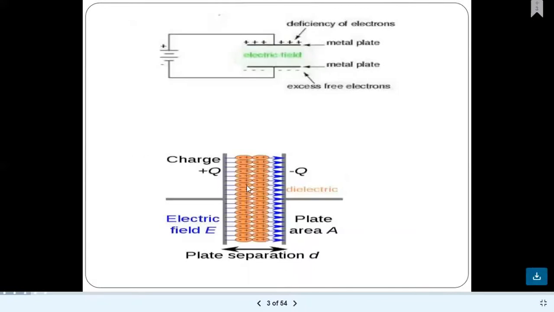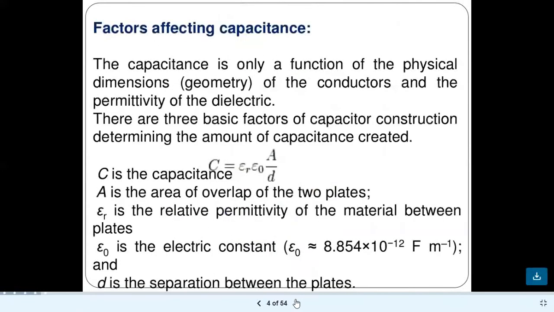This is the diagram of a capacitor. Here we have two metallic plates which are parallel, with an axis of free electrons. That is a symbolic representation of a parallel plate capacitor.